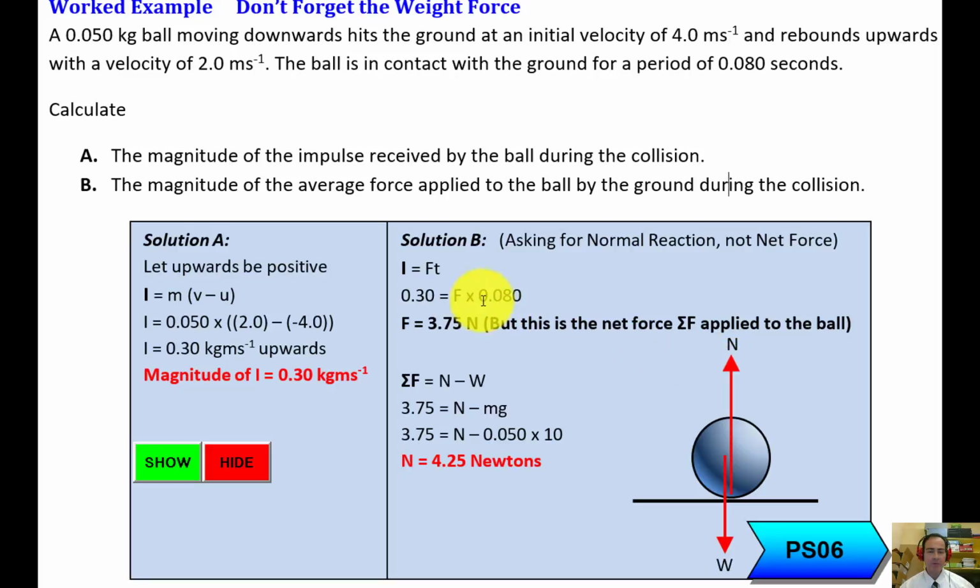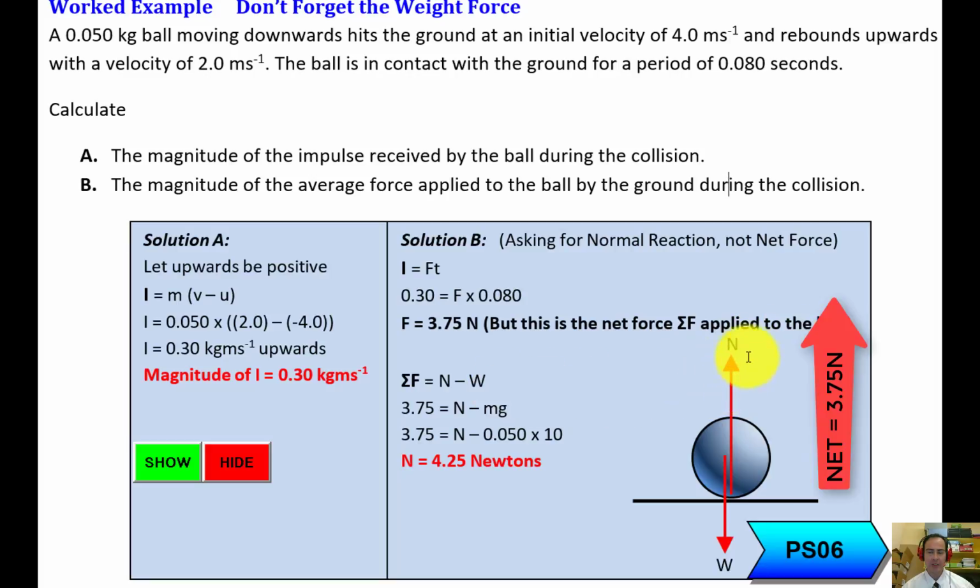And we're asked to calculate normal reaction, not the net force. However, we begin by using the impulse equation to calculate the net force. Impulse equals force by time tells us the net force acting on the ball during the collision must have been 3.75 newtons upwards.